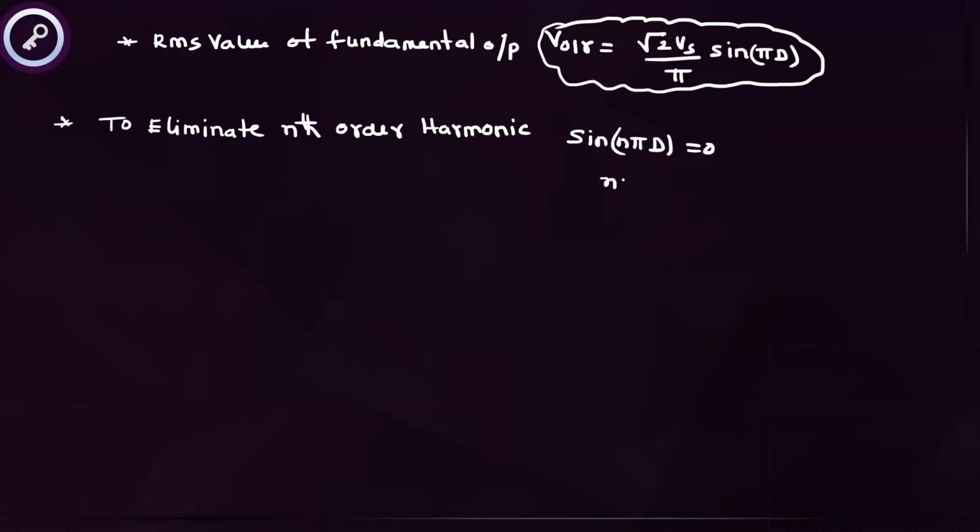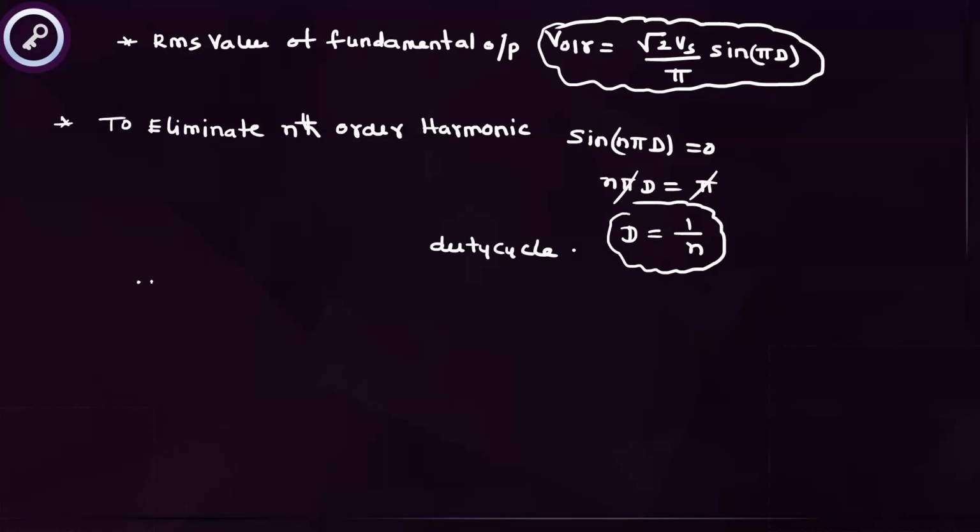Sin n pi d equal to 0 means n pi d equal to pi, since sin 180 is 0. Then d equal to 1 by n. That is the duty cycle you have to maintain to eliminate the nth order harmonic. This is a very important formula, even for PSUs.